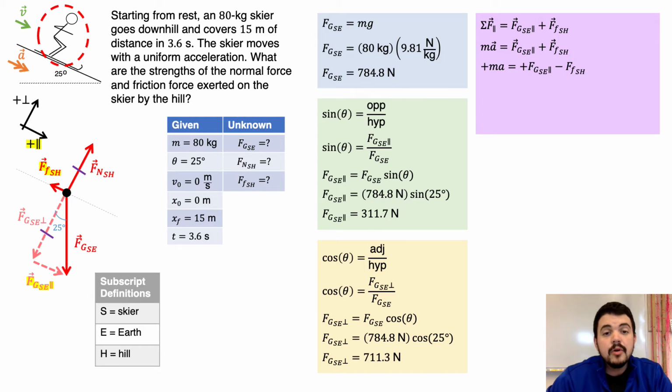The parallel component of the gravity force is also in our positive direction, so it gets a plus in front of the f sub g parallel. And then the friction force is in our negative parallel direction, so it gets a minus sign in front of the f sub f. And the thing that we can find with this eventually is going to be the friction force, and so we can do a little bit of algebra to rearrange this equation to get the friction force by itself on one side of the equal sign.